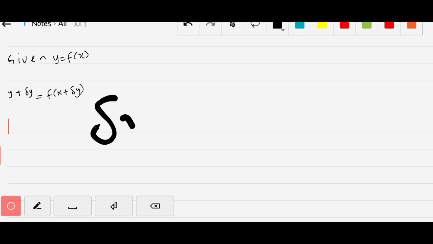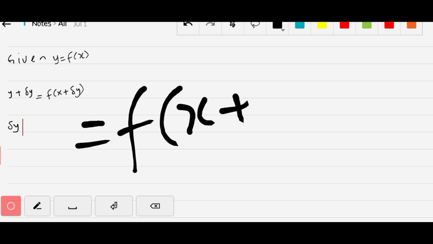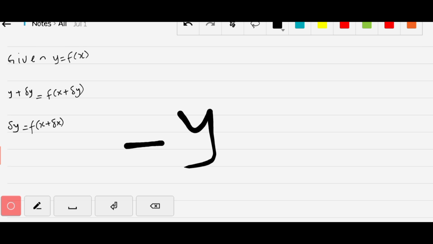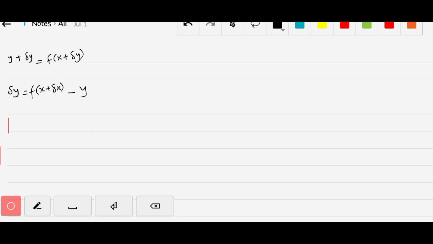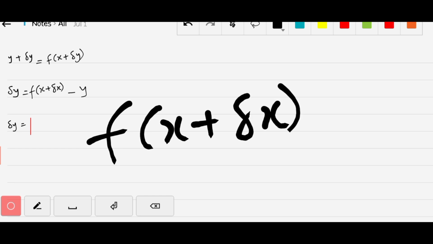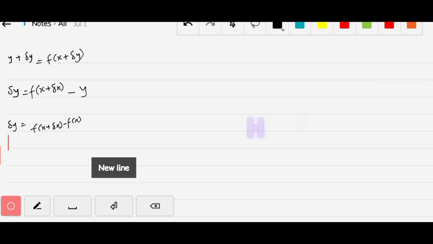So we have change in y will be equal to f of x plus change in x, minus y. Now our y represents something. From the given function, we're told that y is equal to f of x. So substituting the value of y to be f of x, I have change in y equal to f of x plus change in x, minus f of x, where f of x is the same thing as y.